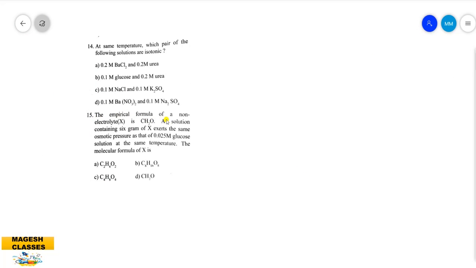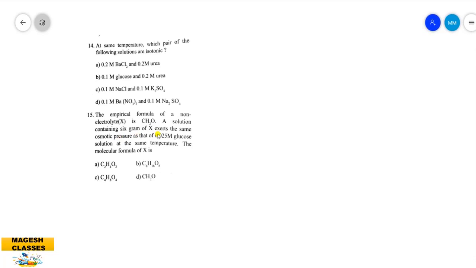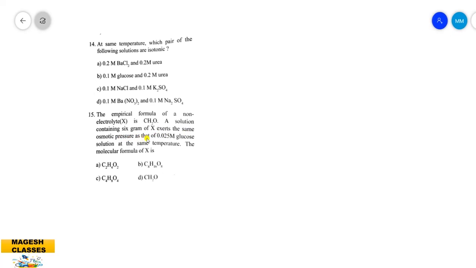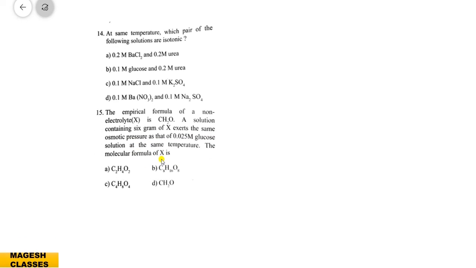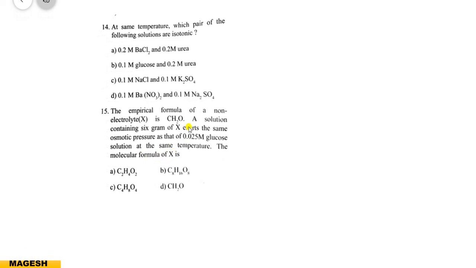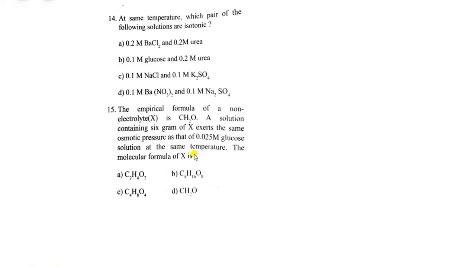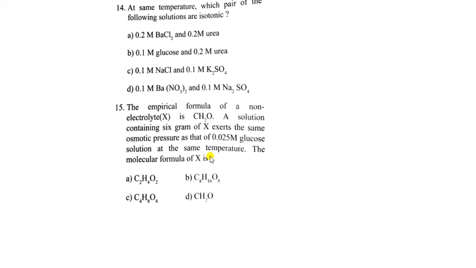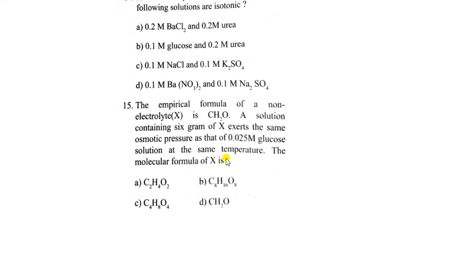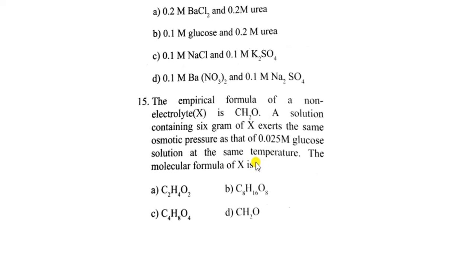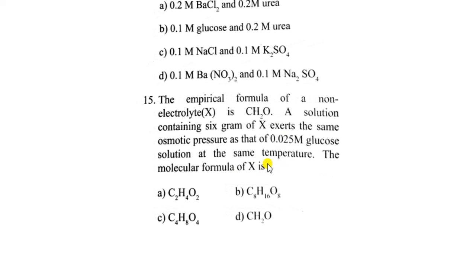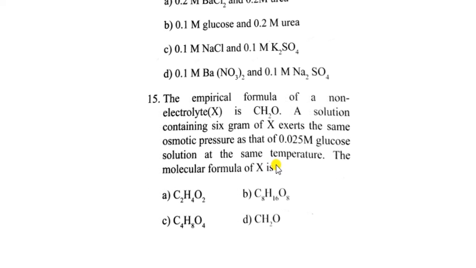The empirical formula of a non-electrolyte X is CH2O. A solution containing 6 grams of X exerts the same osmotic pressure as that of 0.025 m glucose solution at the same temperature. What is the molecular formula of X? To find the molecular formula from the empirical formula, the molecular weight should be known. So in the first step, you find the molecular mass of X, and in the second step, the conversion of the empirical formula to the molecular formula.